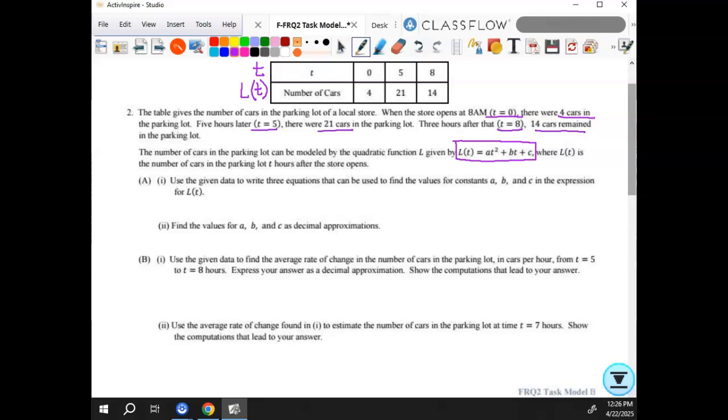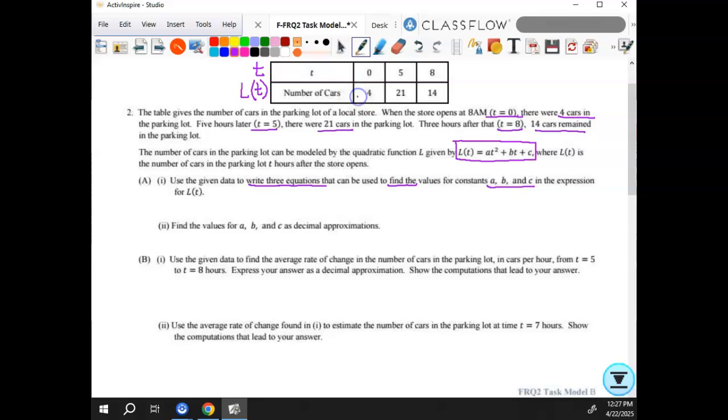All right, so the A part says, use the given data to write 3 equations that can be used to find the values of A, B, and C. All right. I have that L of T that they gave me. It told me it's quadratic. Clearly, I can see that it's quadratic. There's A, B, and C in there. There's also a T and an L of T. I have that information. A, B, and C I don't know. So I replace that. And there should be 3 of them.